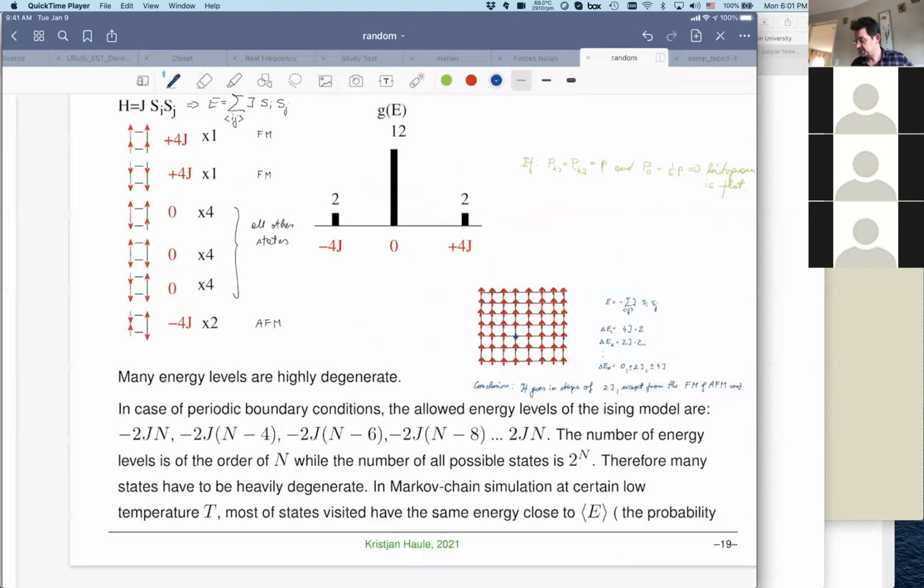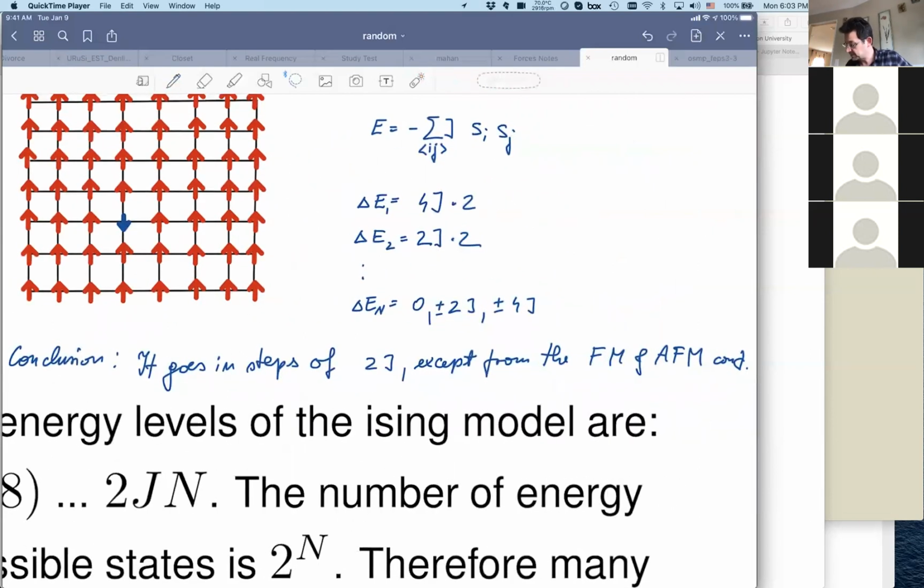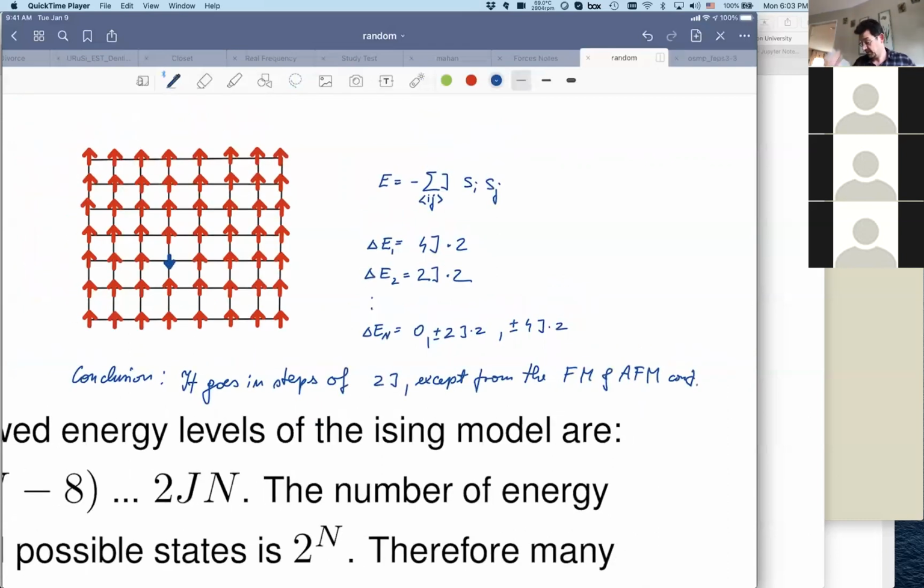So basically the change here should be 8J, and the change here should be 4J, because the first step is actually 8, and the next step is 4, and next step is 4, and 4, and so on. Yeah. So I think that I have a factor of 2 missing here. Like this. So this should be right, I think.